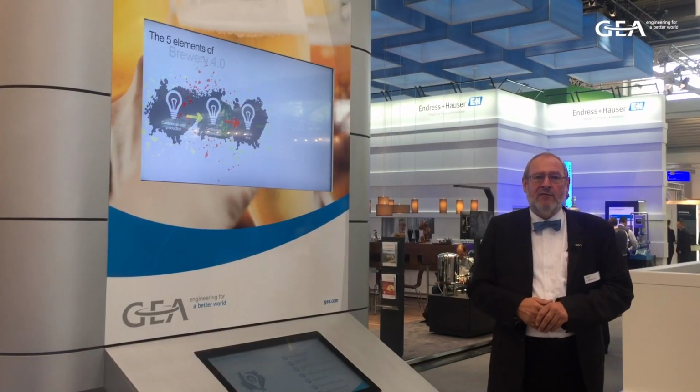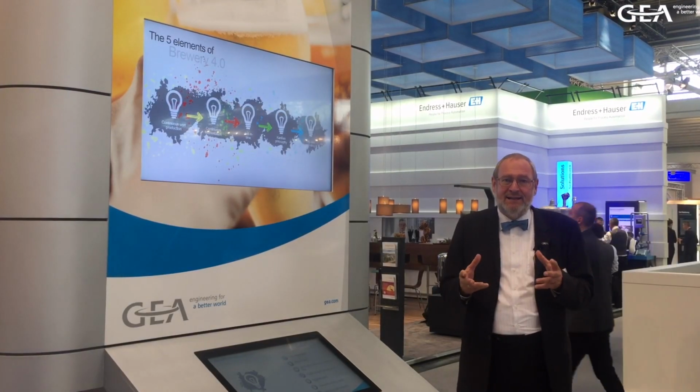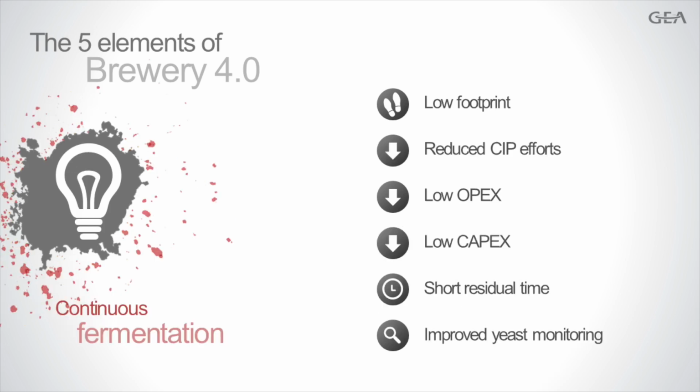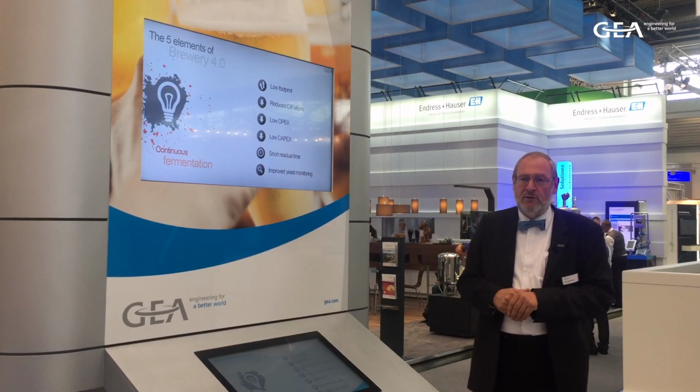The new elements of Brewery 4.0 are, let's say, 5 key elements. Let's start with the production. We have transferred the production, which is currently batch-oriented, to a continuous operation. So the brew house will have a continuous operation. Instead of 12 batches a day, we are delivering a constant flow to the fermentation area. Also, the fermentation is transferred from a batch-oriented system into a continuous operation. So this is a new design of the process.